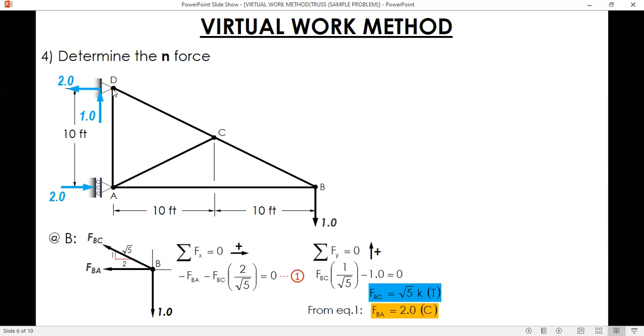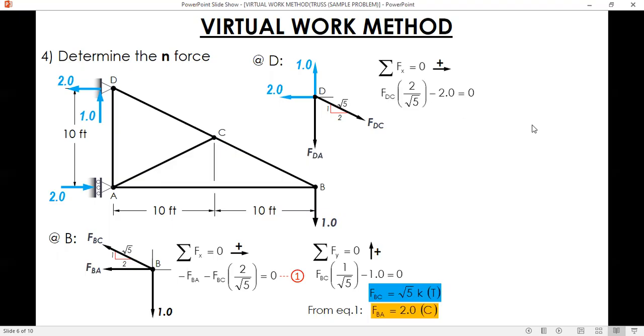Next, joint D. For joint D, we have the reactions 2 to the left, 1 upward, unknown FDA, and unknown FDC, the same slope. So we sum up forces horizontal, we only have one unknown, FDC. Transpose 2 to the right side, that becomes positive. So therefore, FDC is positive, square root of 5.